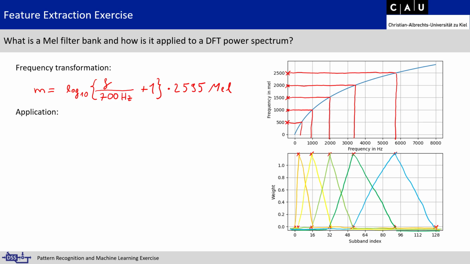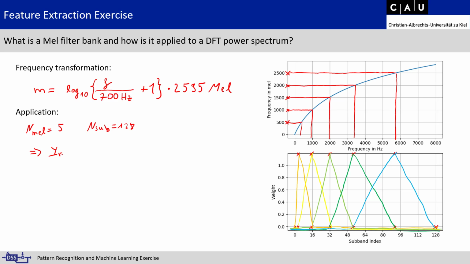So about the application. Here in this example, we have 5 triangles, 5 filters, and 5 subbands. So we say nMel equals 5. And you can see here, because I plotted this on the right bottom, that I wanted to work with 128 subbands in the DFT domain. So I just say that nSub equals 128. And those numbers are just an example, basically. But this is what we have drawn here on the right.